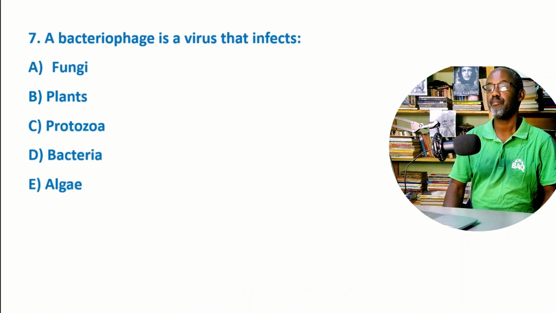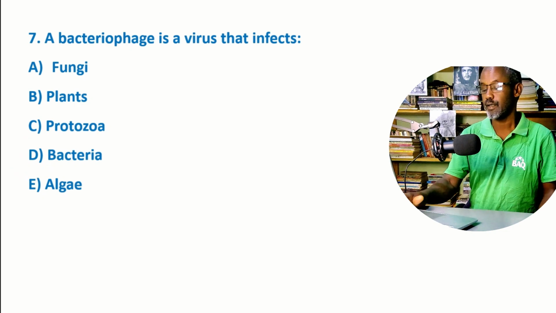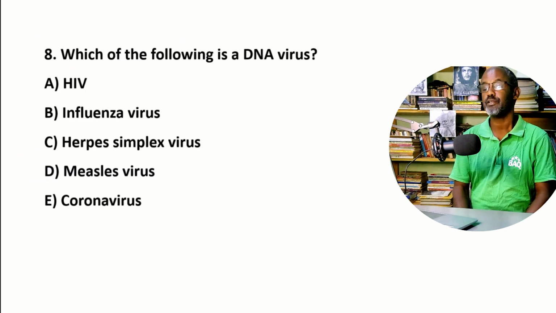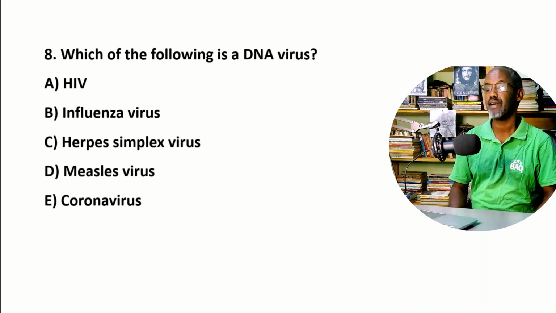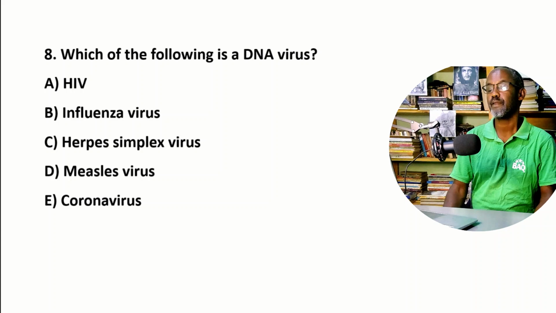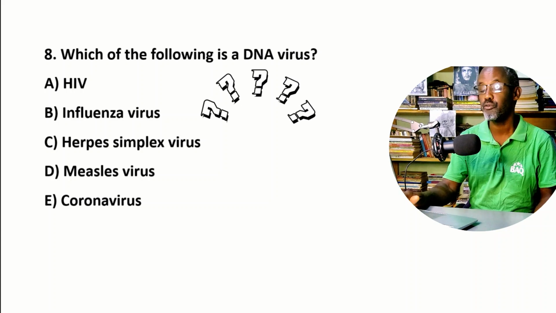Question number seven. A bacteriophage is a virus that infects: A. Fungi. B. Plants. C. Protozoa. D. Bacteria. E. Algae. The answer is D. Bacteria. Question number eight. Which of the following is a DNA virus? A. HIV. B. Influenza virus. C. Herpes simplex virus. D. Measles virus. E. Coronavirus. I will leave this question for you to work on.